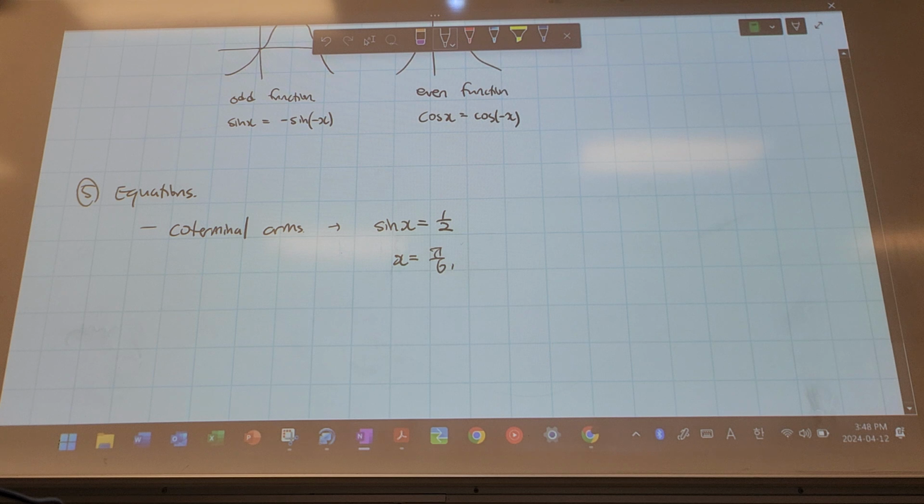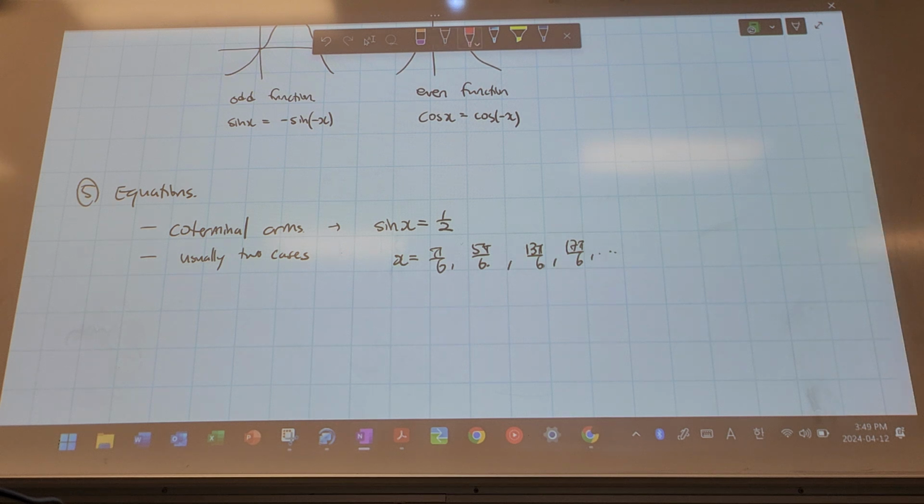Okay, sorry, one more time. We have to consider the coterminal arms, and we also have to consider that usually there are 2 cases, depending on the range. So we have pi over 6 and 5 pi over 6. And then we have to think about the next round. What if I add 2 pi? It's still an answer, right? So 13 pi over 6 is also an answer, and 17 pi over 6 is also an answer, and such. And so the idea of these cases is the coterminal arms.